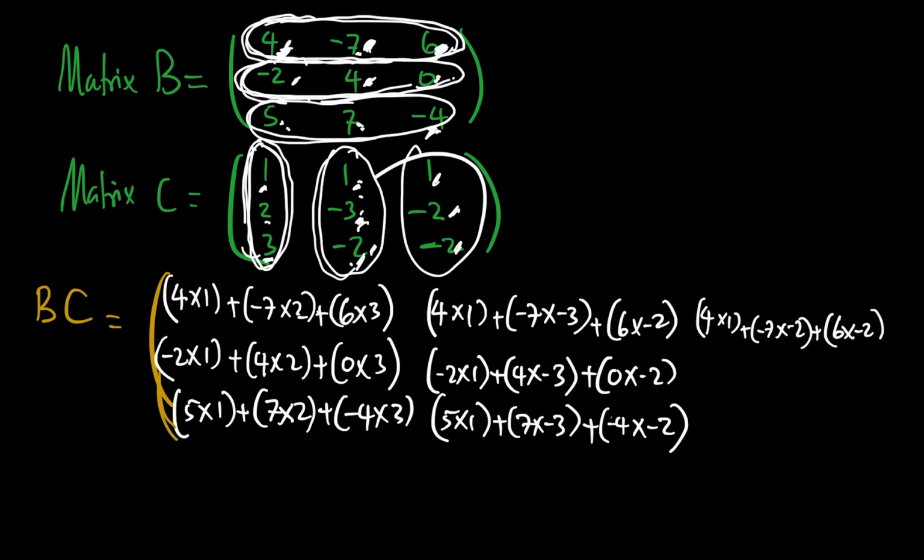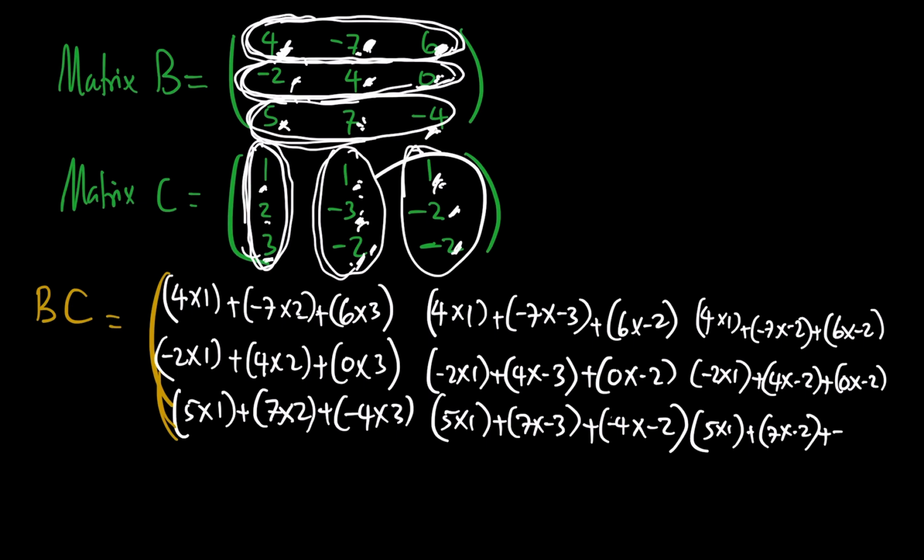Then we come to the next row, going with the same column. The first one and the first one go together, -2 and 1. The middle one is 4 and -2. And the last one is 0 and -2. And then we come down to the last row in the same column. So we're going to have this 5 go with this 1, 5 times 1. The middle one is 7, multiplying -2. And then the last one is -4, multiplying -2. And then that ties in beautifully for our matrix.